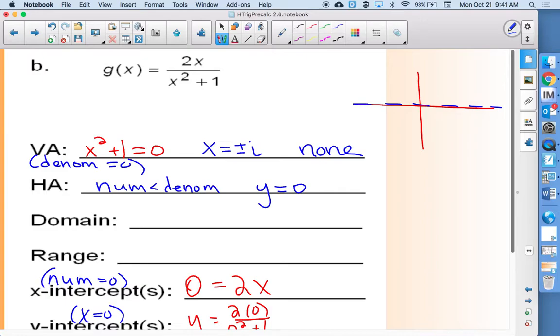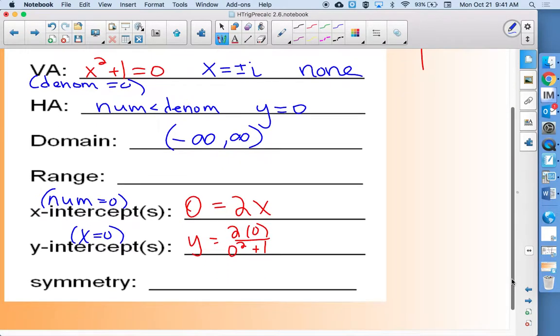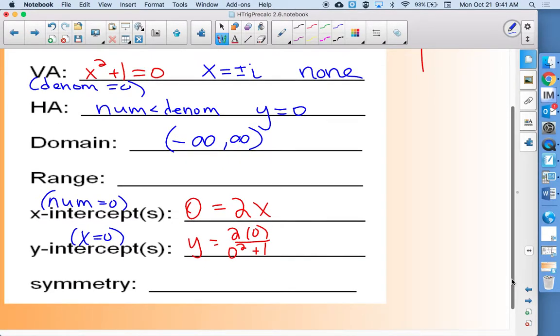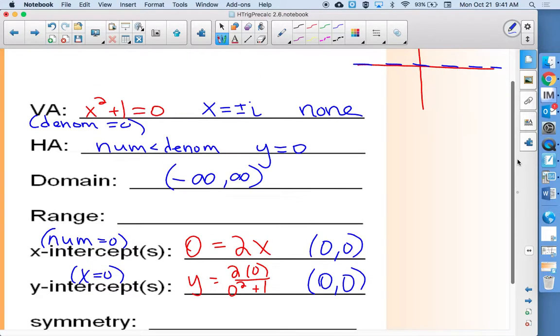So if there's not a VA, what's the domain? Dylan? Yeah, it's allowed to be anything. There is not a real number restriction. So I can use any x value because there's not a number that makes the denominator 0. And then if I solve for the x-intercept, I set my numerator equal to 0. I get (0, 0). If I solve for the y-intercept, making my x 0, I end up with 0 divided by 1, which is also (0, 0).